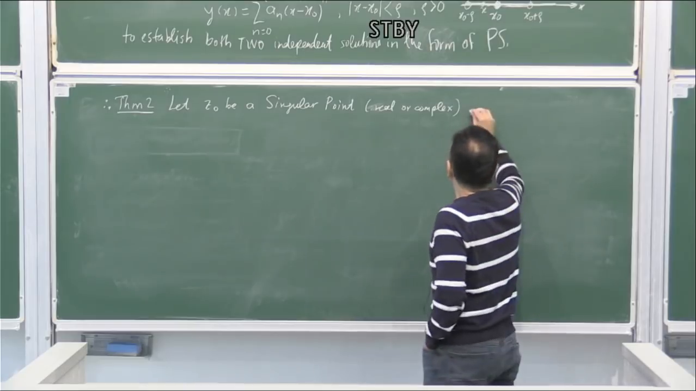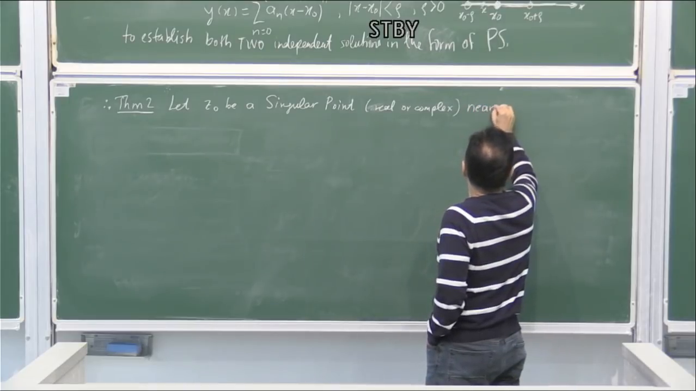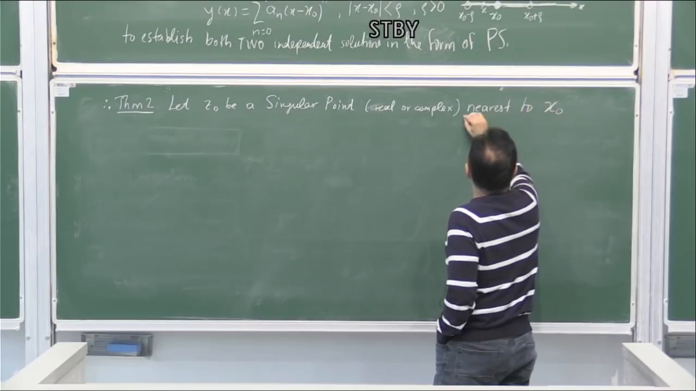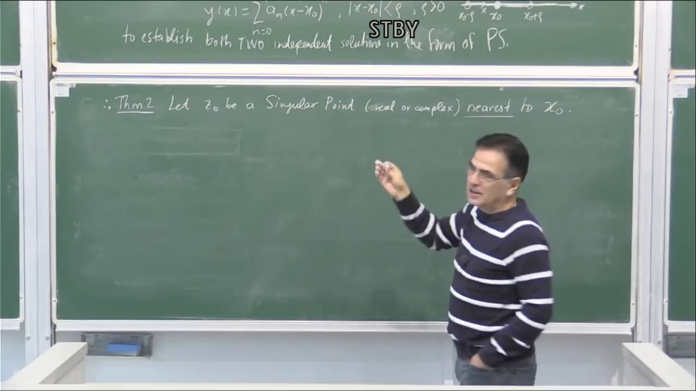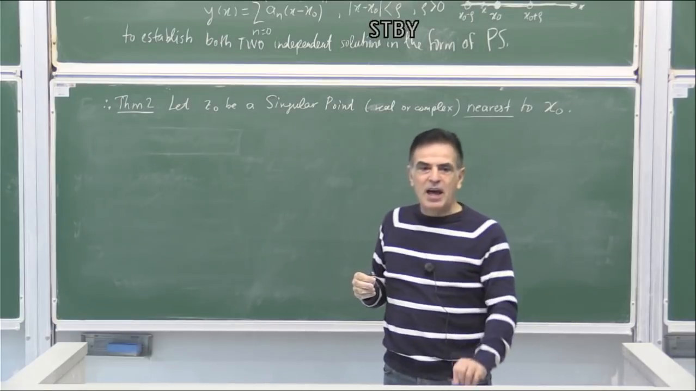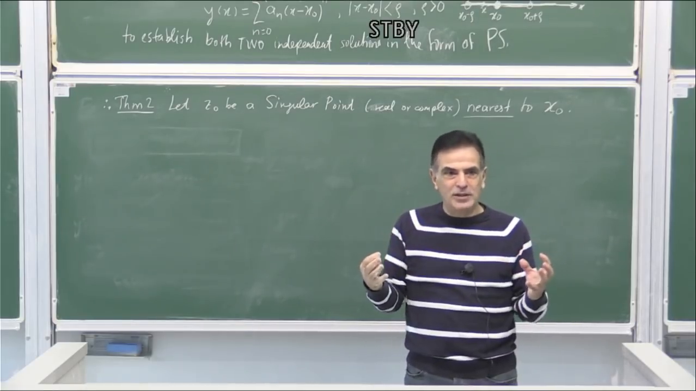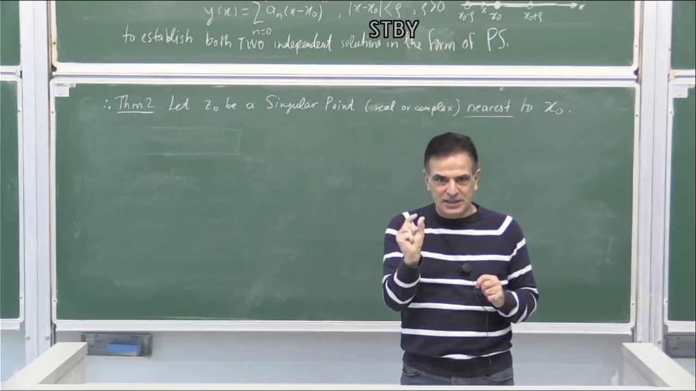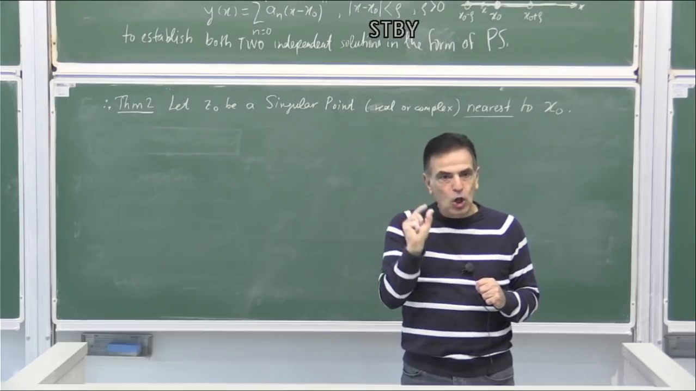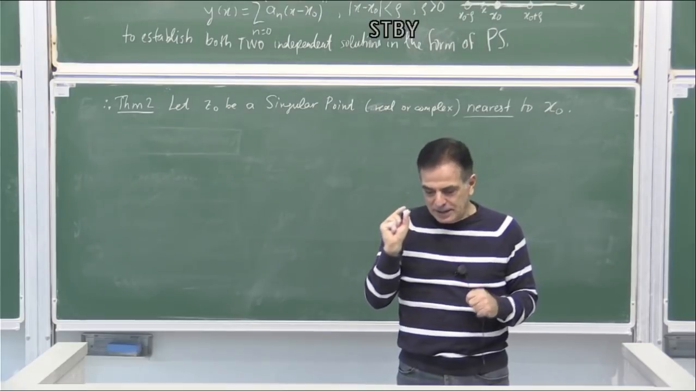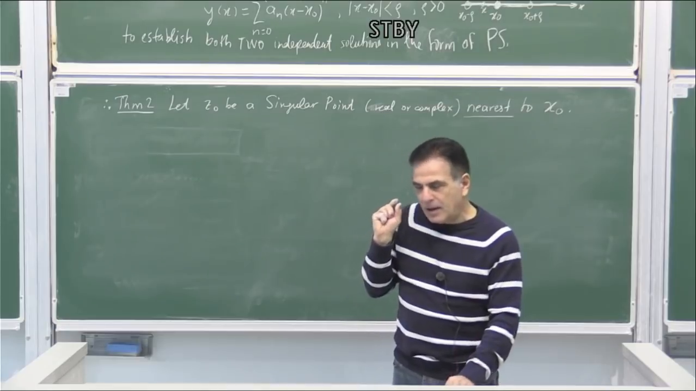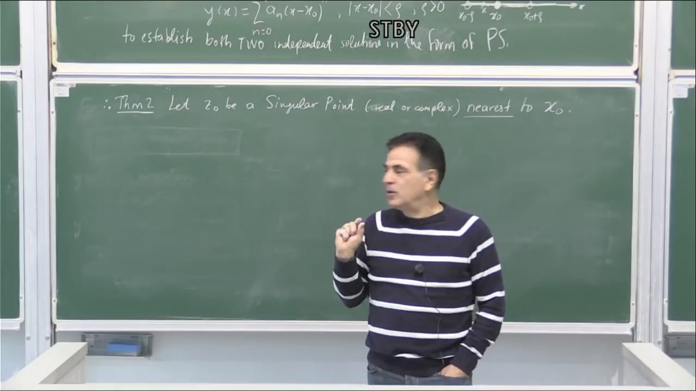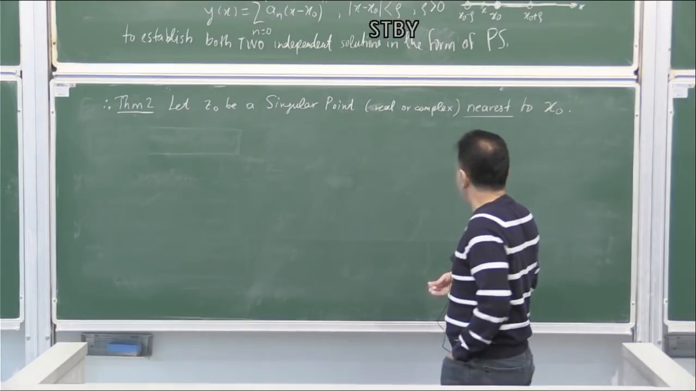which is nearest to x0. That is, the differential equation may have more than one singular point. What is important? We have to consider the singular point which is closest to the point x0. Okay?